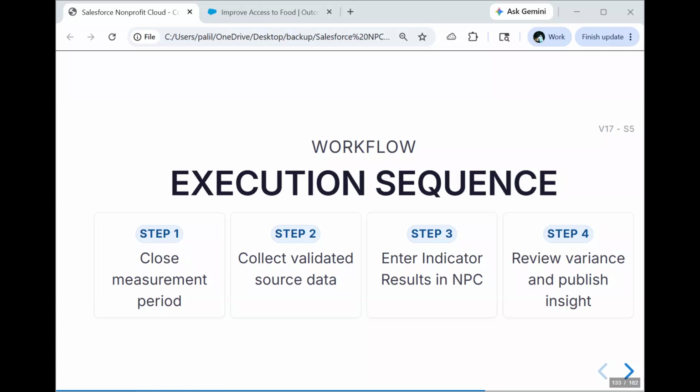If you want this process to stay clean, this is the order I would stick to. First, close the measurement period. Next, collect validated source data. Then enter the indicator result in NPC. After that, review variance and publish insight. The reason I like this order is that it keeps the records predictable. Once people start jumping steps, cleanup work usually shows up later in the reporting and audit trail.